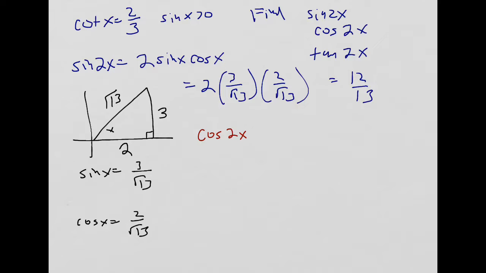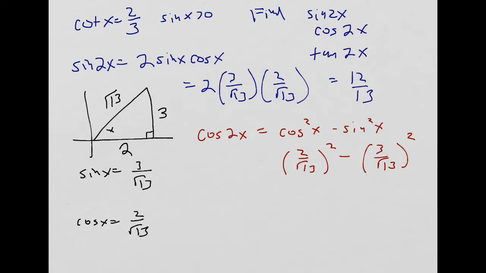Remember, there are 3 different double angle formulas for cosine. It does not matter which one you use, so let's just go with the main one: cosine squared x minus sine squared x. We are given cosine of x, which is 2 over radical 13, and we have to square that, minus sine of x, which is 3 over radical 13, and we square that. You notice that here we get 4 over 13 minus 9 over 13, which is negative 5 over 13.